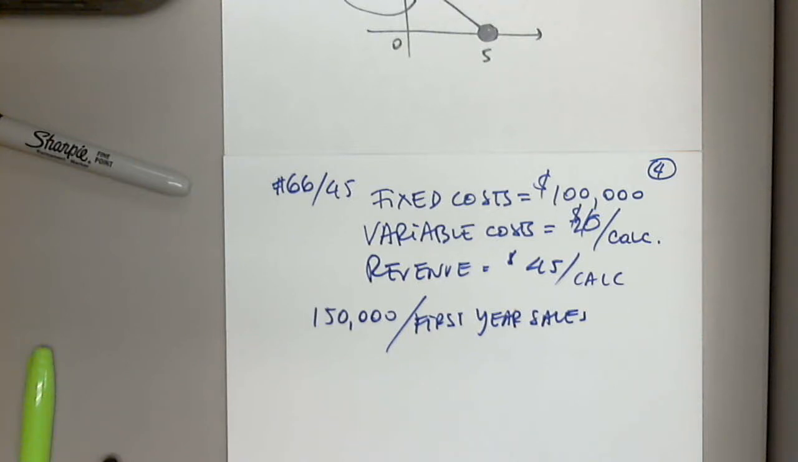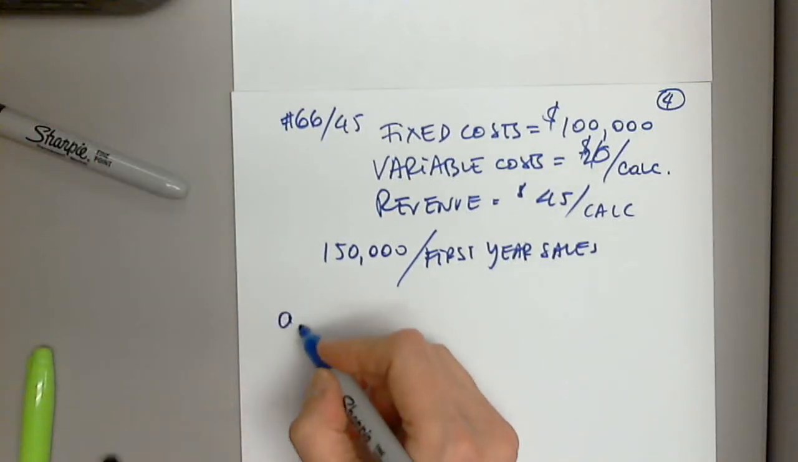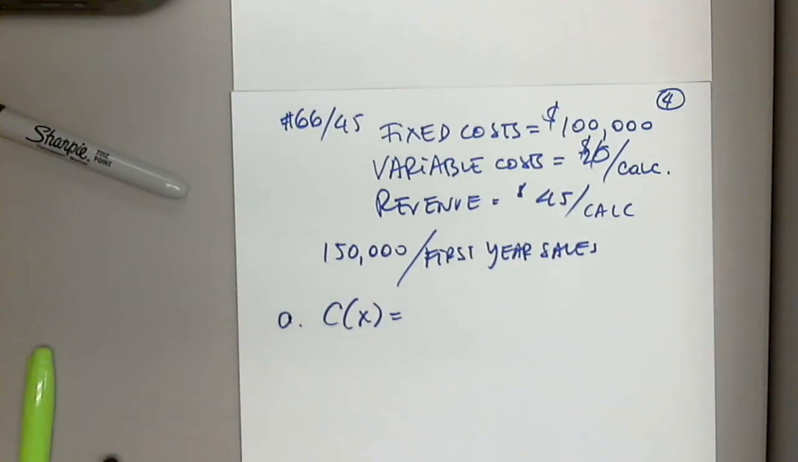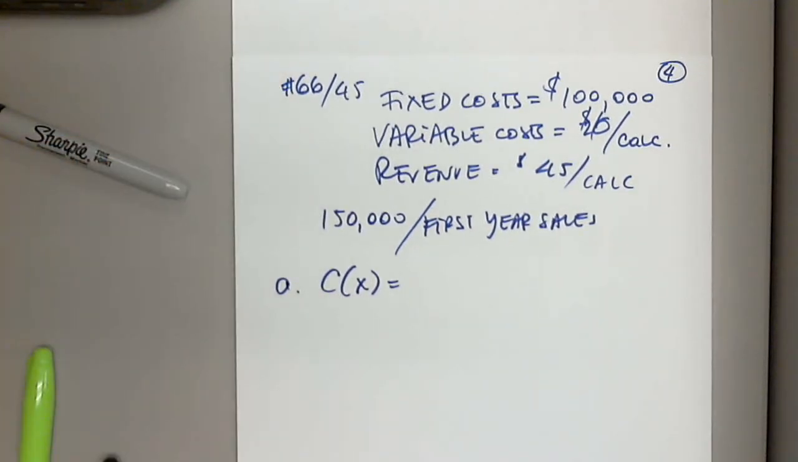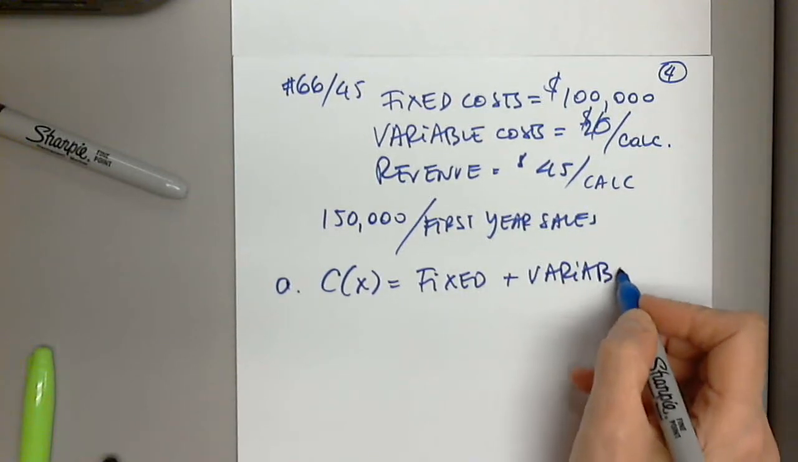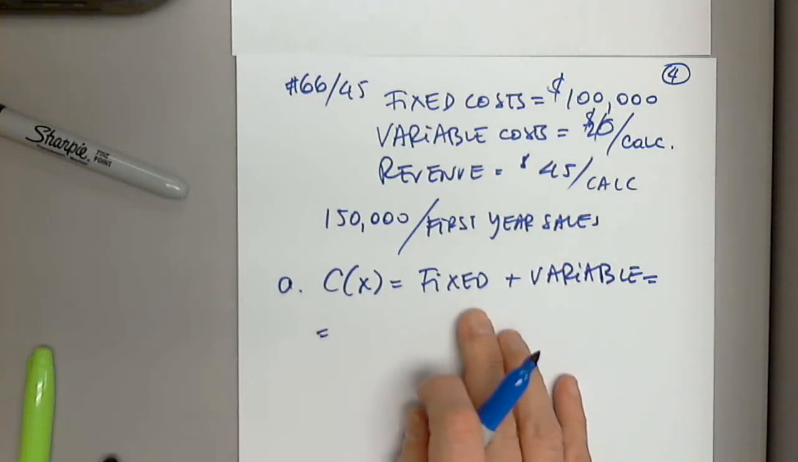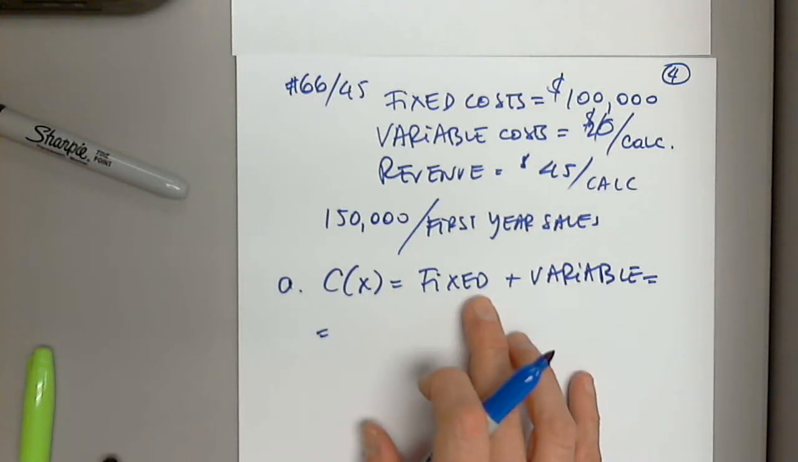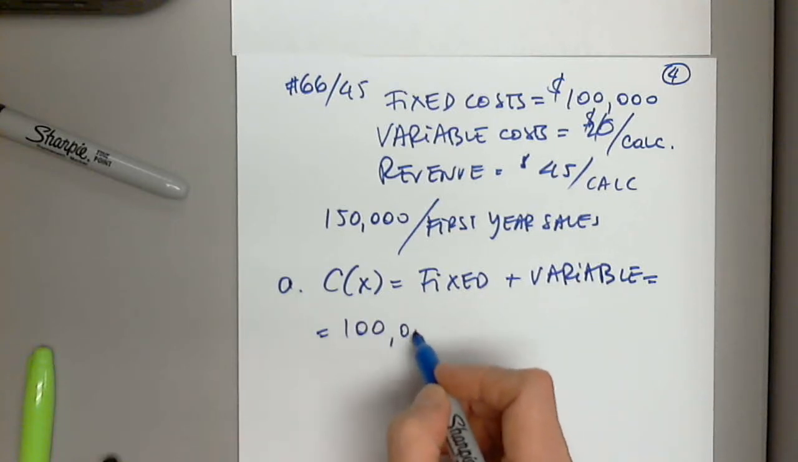Okay, I read and I take notes on everything. Find and graph C of X, the total cost of producing X calculators. So part A, the cost. So how do I determine the total cost? The total cost has two components. One that is so-called fixed and the other one that is so-called variable. So it's fixed plus variable. The fixed costs do not depend on the number of units we manufacture, so that's 100,000.